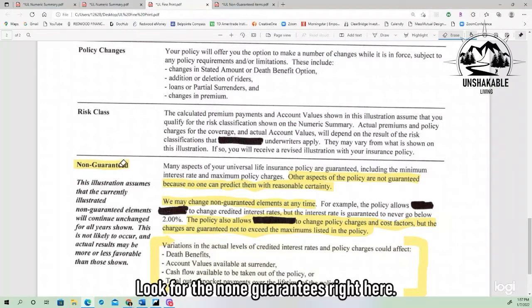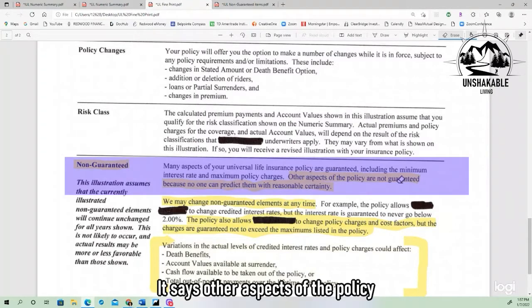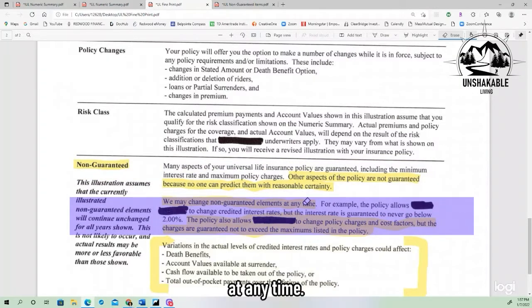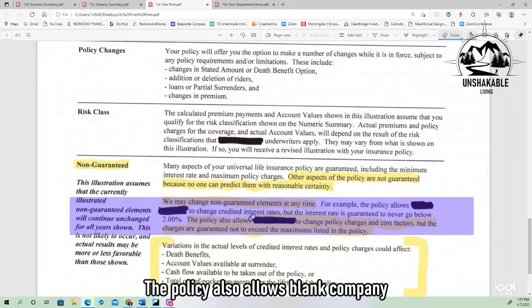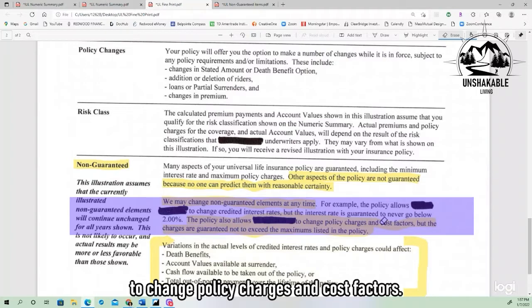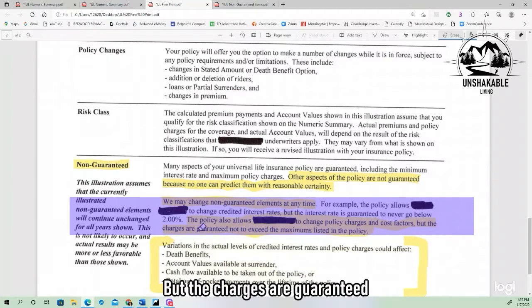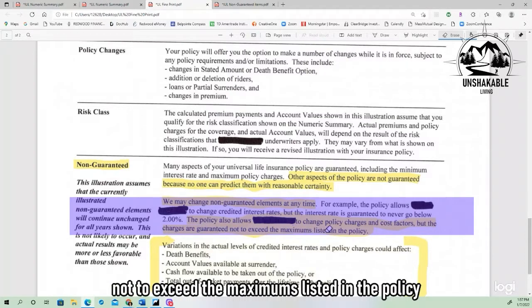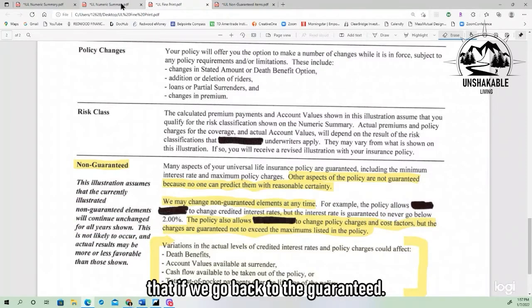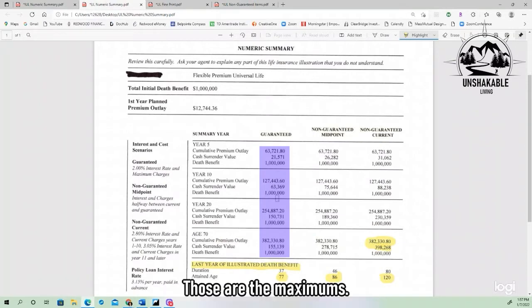Look for the non-guarantees. Right here it says other aspects of the policy are not guaranteed because no one can predict them with reasonable certainty. It's a great fact to state. That is true. We may change non-guaranteed elements at any time. The policy also allows the company to change policy charges and cost factors, but the charges are guaranteed not to exceed the maximums listed in the policy. That, if we go back to the guaranteed, that's what they're talking about. Those are the maximums.